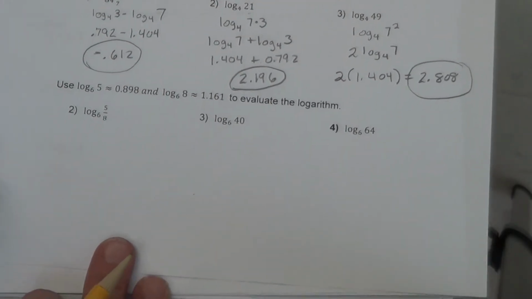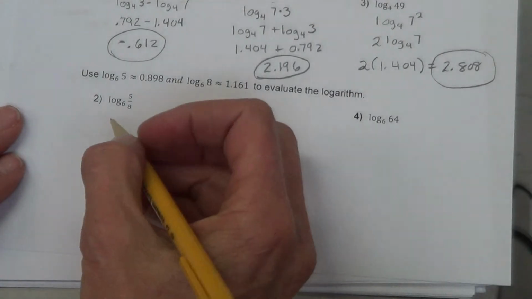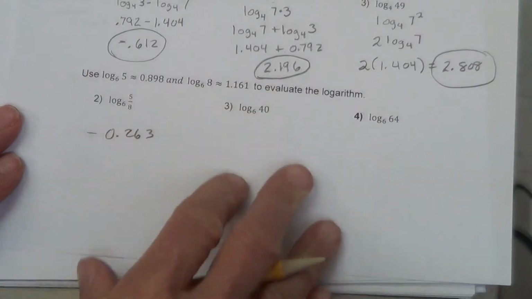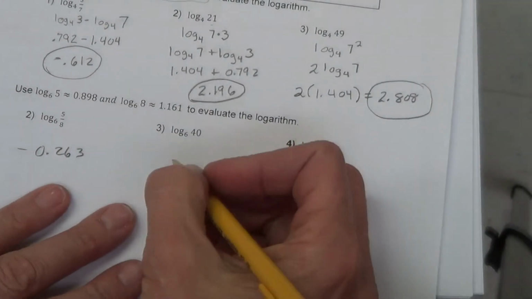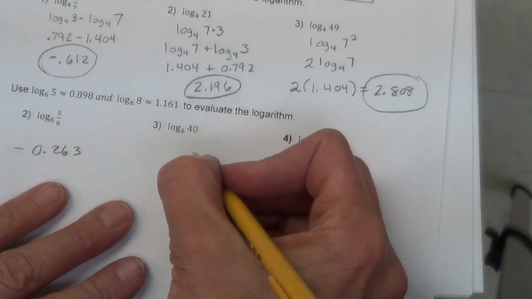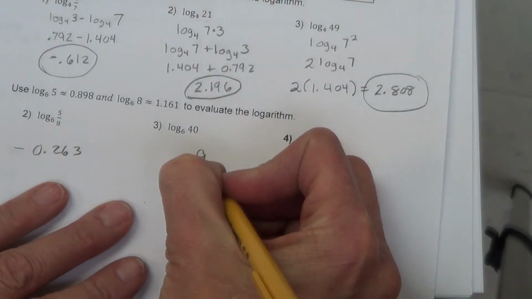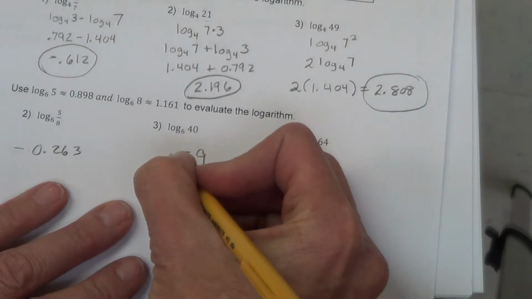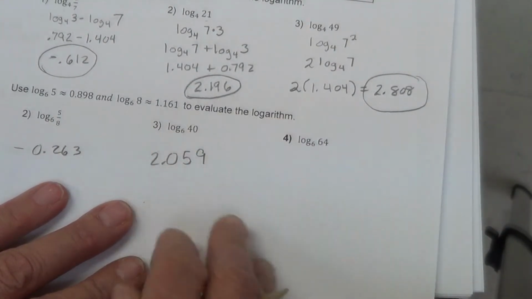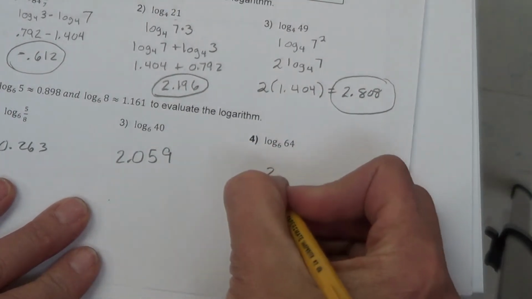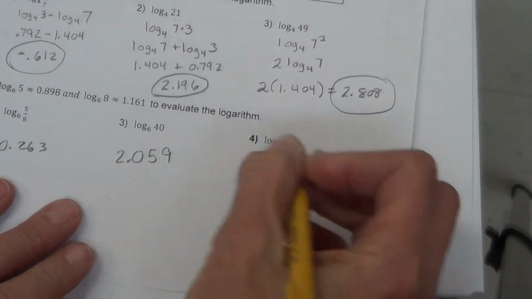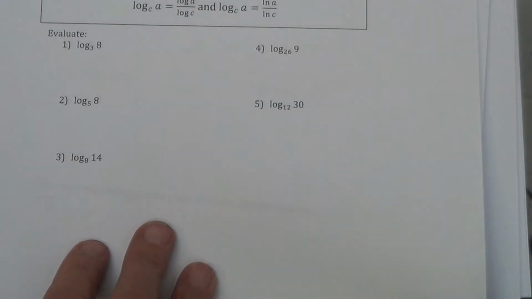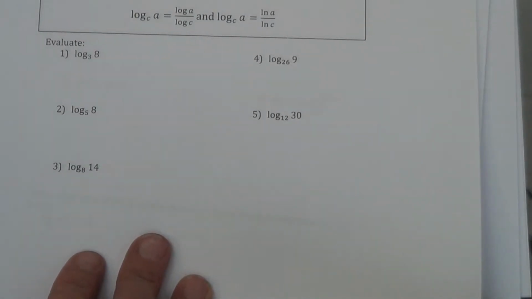Here are the answer keys just so that you can check. That way you know if you've got them right. This one is negative 0.263. If you don't have it right, come see me or ask in class. This one would be, let me figure it out, 9, 15, 10, 2.059, and this one is 2.322. So if you got those right, celebrate. If you did not, then let's see where we went wrong in class. That would be a great opener.